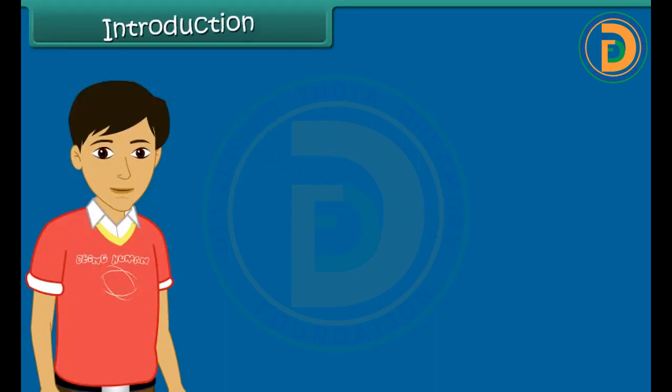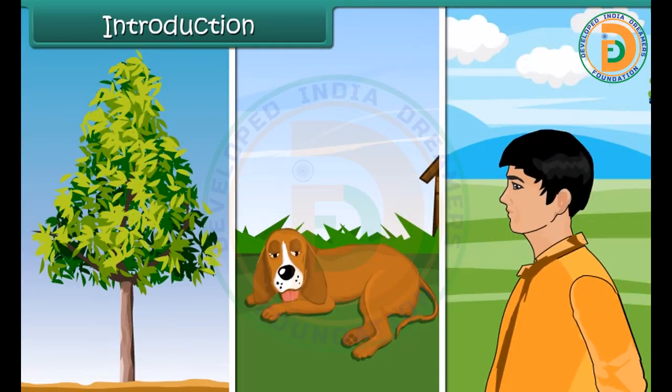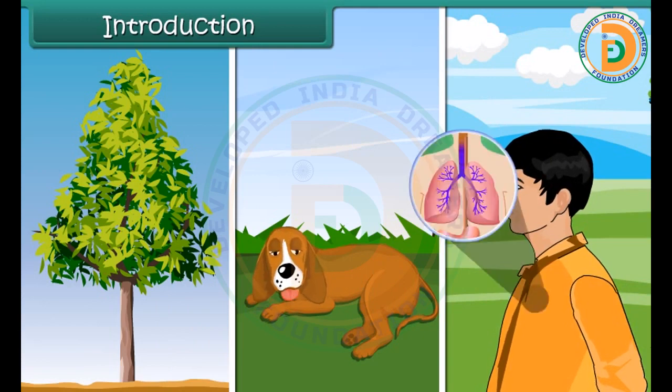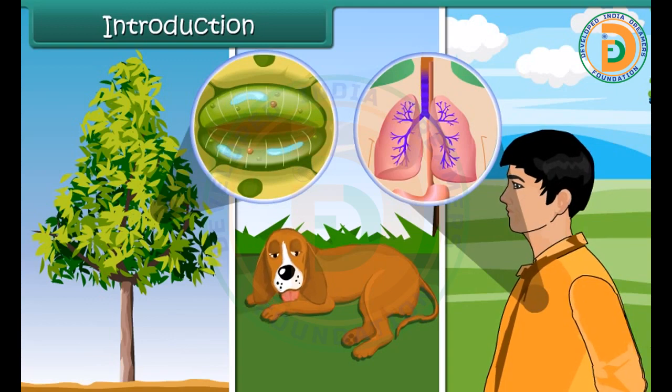Introduction. What is that one activity that all living organisms indulge in unconsciously and is necessary for their survival? Yes, respiration. All living organisms, whether they are plants, animals, or human beings, respire.